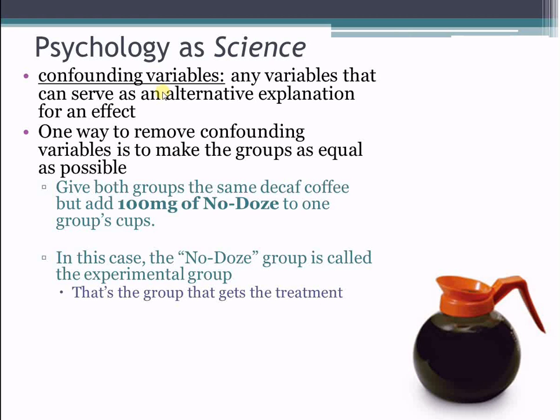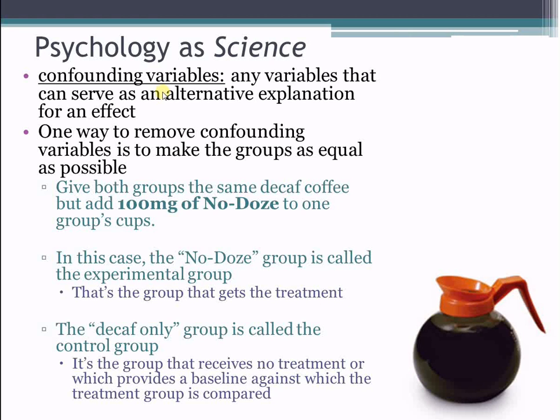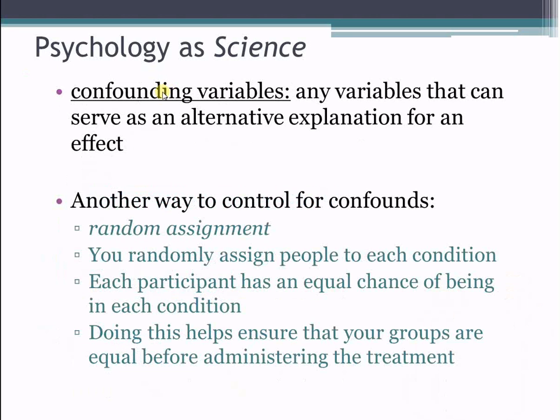The caffeinated group, we'd call that the experimental group, and the decaf only, we'd call that the control group. And the important difference between this version of the study and what we just talked about is now both groups are exactly the same. They both get the hot water, they both get the non-coffee components, they both get all aspects of the study. Both groups are exactly the same, except for that 100 milligrams of caffeine. So this is the idea. What we want to do in psychology is we want to control for these confounding variables, right?